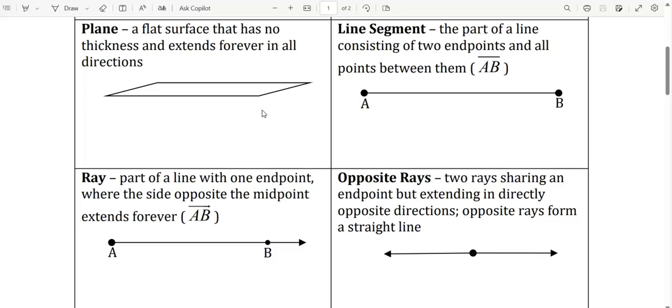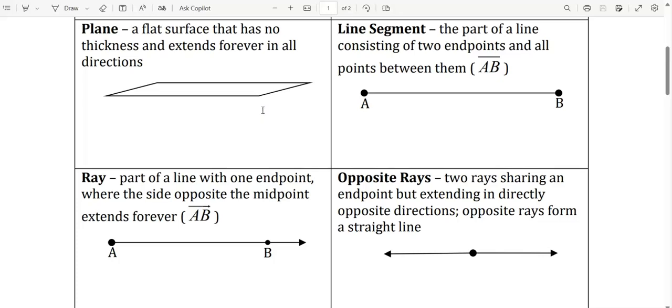So a plane is kind of, again, theoretical. It's undefined, but here it is. It is represented, yes, it's represented by a parallelogram. You'll see this. It's like a parallelogram. Okay, this is a piece of a plane. That's what a plane is.